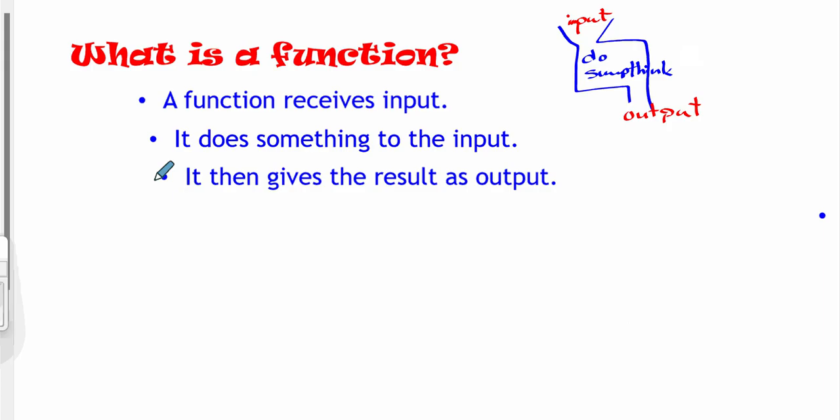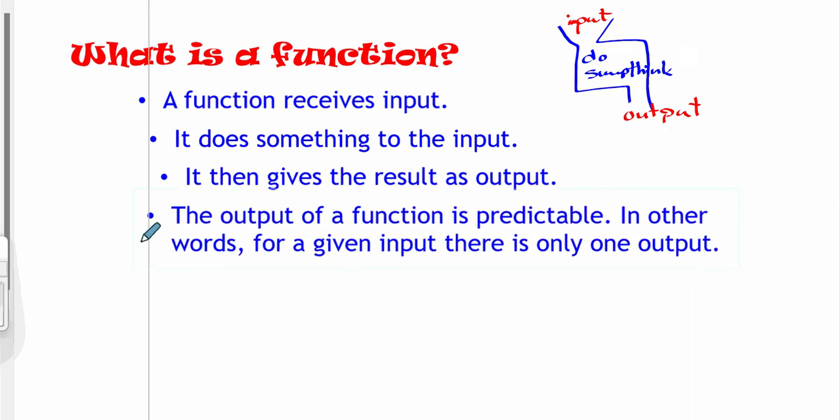Okay. This much isn't a function. This much is actually a relation, which we talk about in chapter 5 as well. The key thing about a function is that the output is predictable. In other words, given one thing as input, there's only one output I can get. So that's what a function is.